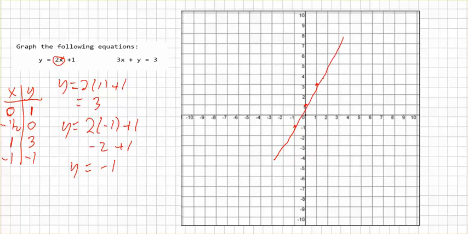Now, this point right here doesn't really look correct, but it's just my line is not straight. So by choosing arbitrary numbers, we can actually create a line by plotting 3 or 4 points. I'm going to leave the last one for you to work on. So that is all.